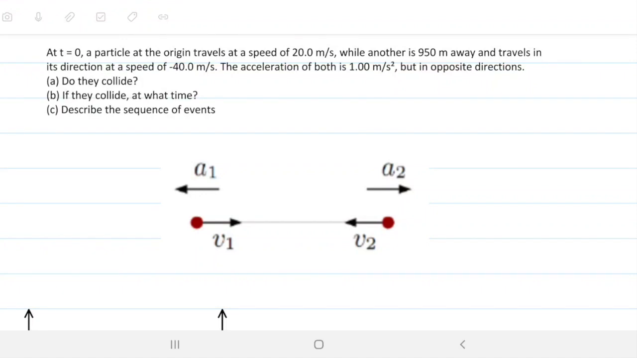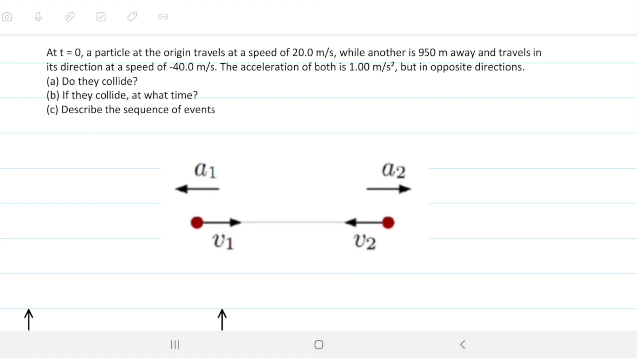At t equals 0, a particle at the origin travels at a speed of 20 meters per second, while another is 950 meters away and travels in its direction at a speed of minus 40 meters per second. The acceleration of both is 1 meters per second squared, but in opposite directions. A. Do they collide? B. If they collide, at what time? And C. Describe the sequence of events.